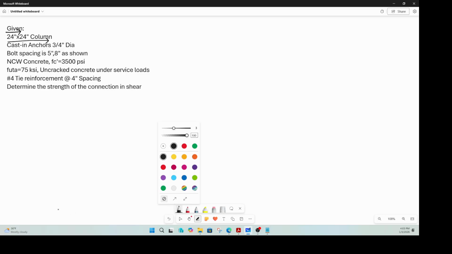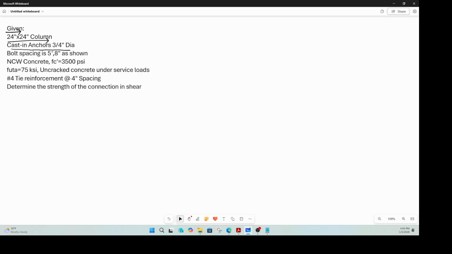Okay, we have a column 24 by 24. There are cast-in anchors. They are arranged in a certain way. I'll show you the arrangement. The diameter of the cast-in anchors is 3/4. Bolt spacing in one direction, center to center, is 5, and in the other direction is 8. So unequal spacing. Normal weight concrete there. F'c of the concrete is 3500 psi. The ultimate strength futa is 75 ksi, and we are assuming that the concrete is uncracked under service loads, not cracked.